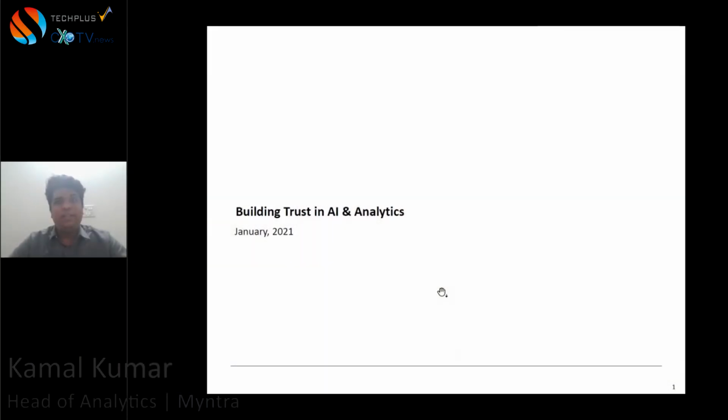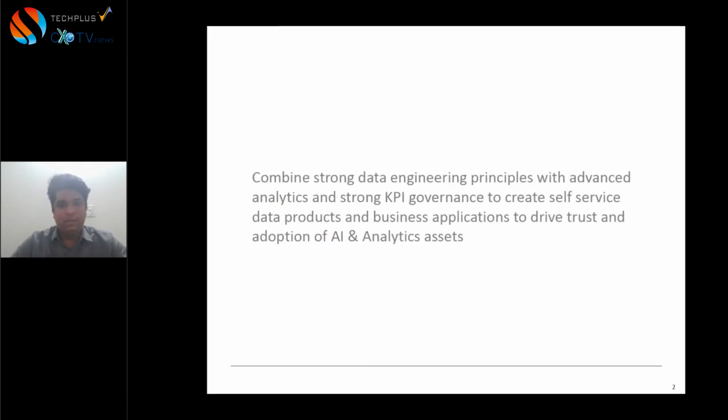So I have put together a small deck to take you through how you can get onto a journey of building trust into your AI and analytics practice. So if I had to summarize myself into one sentence, it would be: how do you combine data engineering principles with advanced analytics and strong KPI governance to create self-service products and business applications that will drive trust and adoption of AI and analytics assets?